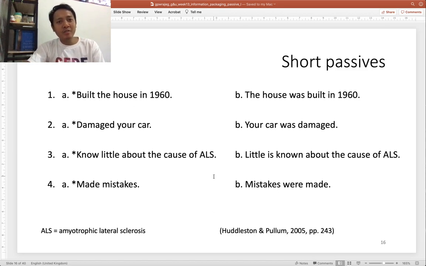But when you try to omit the actor in the active, that doesn't work. Build the house in 1960, doesn't work. Damage your car, doesn't work, and so on. So in the passive, it is possible for us to leave out who does the action. And that's the function of the short passive.